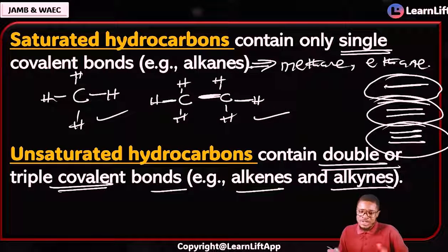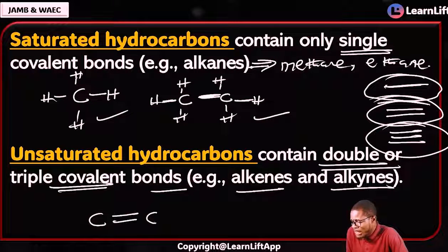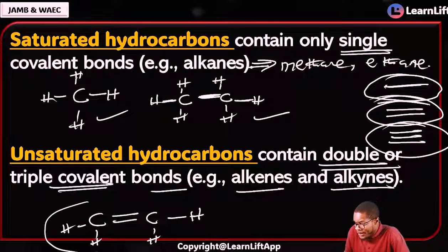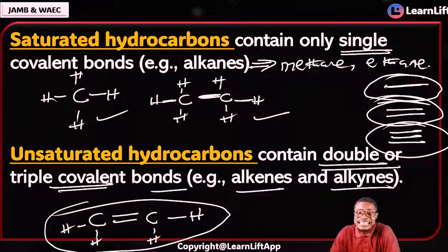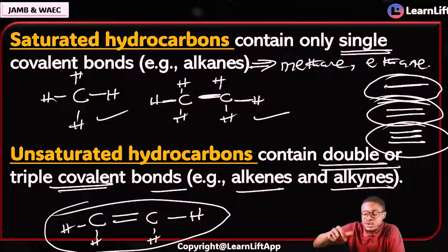So if you have a single bond, saturated. If you have a double bond, unsaturated. You see a compound like this, carbon double bonded to carbon, with hydrogen here, hydrogen here, hydrogen here, and hydrogen here. Is this compound saturated or unsaturated? That is an unsaturated hydrocarbon.